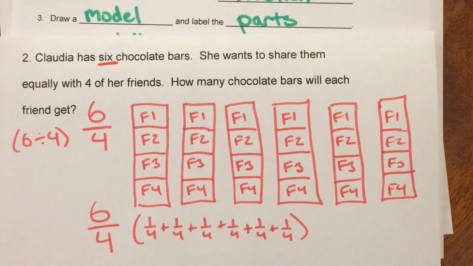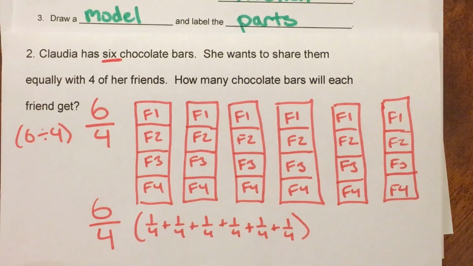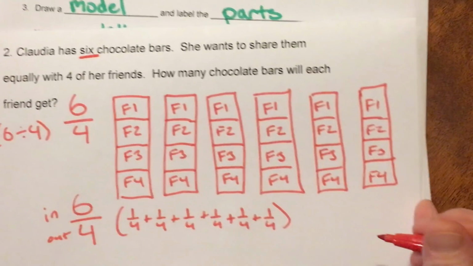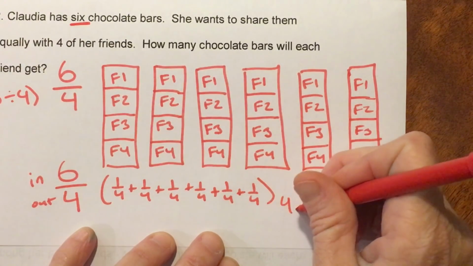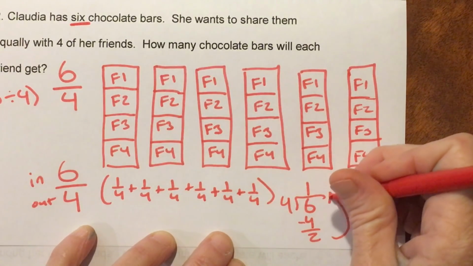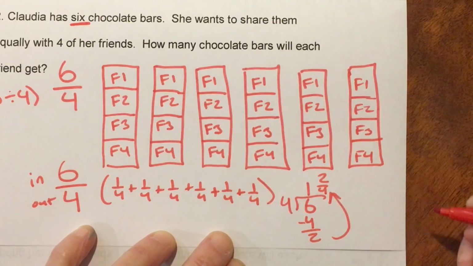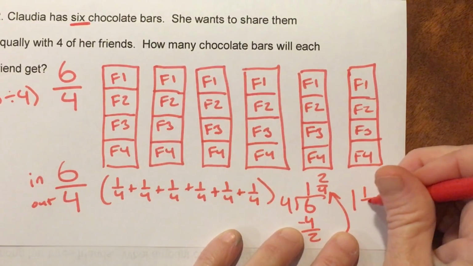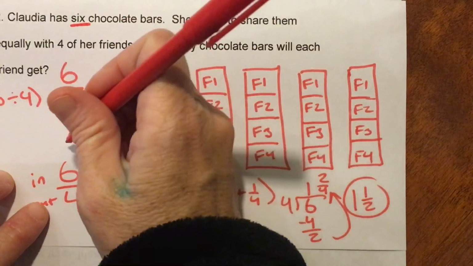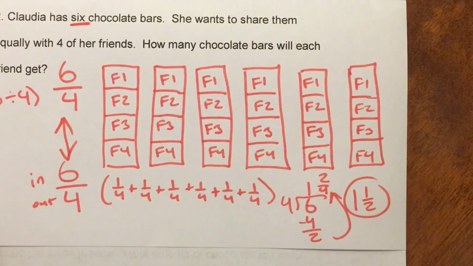Now, you and I know that we could fix this and we could use in and out to figure out what that really ends up being. So I'm saying each friend is getting 1 2/4, and maybe some of you already know that's 1 1/2. Okay, but the point is really I got the same answer.